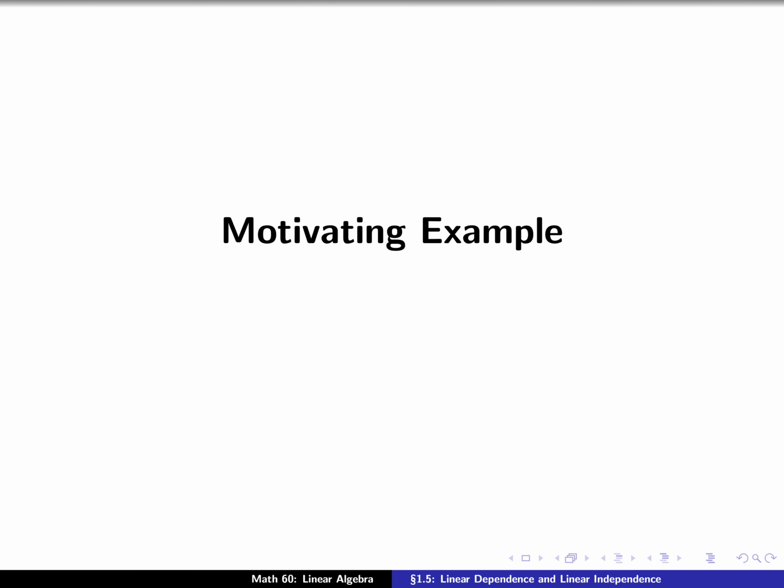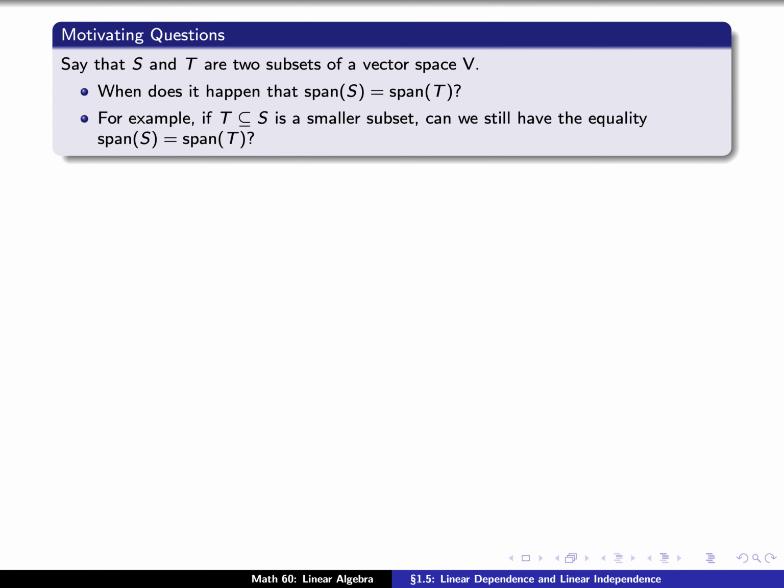To this end, let's talk about a motivating example to get a better idea of what definitions we'd like to focus on next. Let's say that S and T are two subsets of a vector space V. When does it perhaps happen that the span of S is equal to the span of T? For example, if T is contained in S, can we still have the equality that the span of S is equal to the span of T?